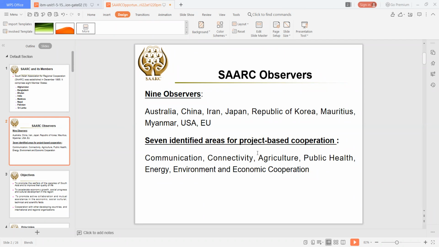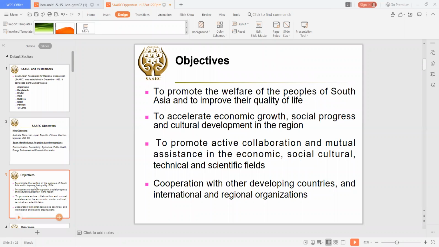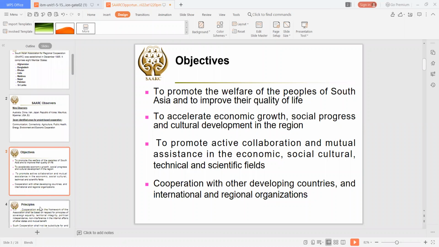7 identified areas for project-based cooperation: communication, connectivity, agriculture, public health, energy, environment, and economic cooperation. Objectives: to promote the welfare of the peoples of South Asia and improve their quality of life, to accelerate economic growth, social progress and cultural development in the region, to promote active collaboration and mutual assistance in the economic, social, cultural, technical and scientific fields, and cooperation with other developing countries and international and regional organizations. This is one of the important objectives of SAARC.